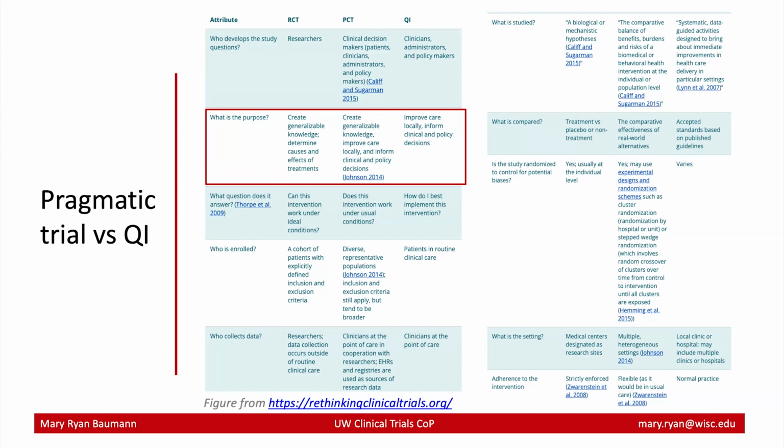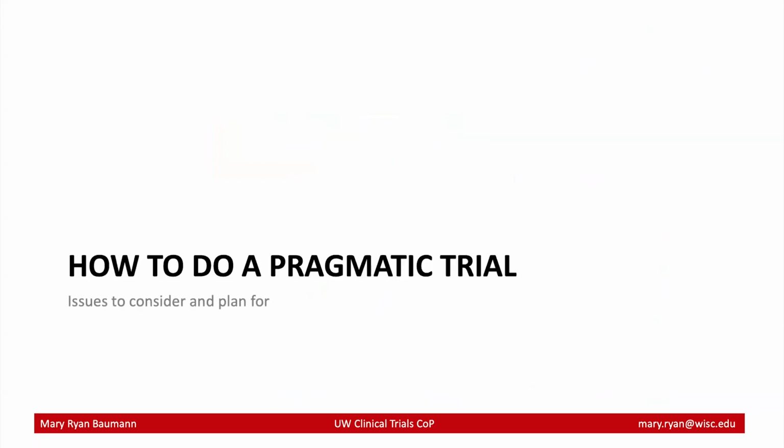Any questions here before I move on? Okay. Barring none, let's move on to, how do we actually do a pragmatic trial? We know what it is. We know why we're doing one. So how do we do them? And what are all of the fun issues that are probably going to come up that we need to think about ahead of time?